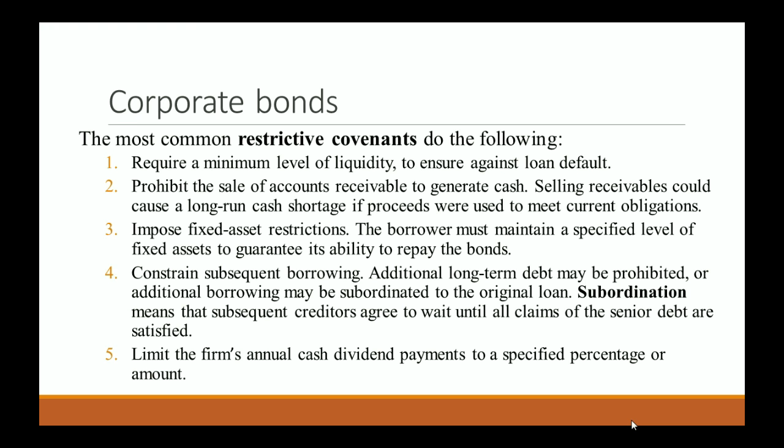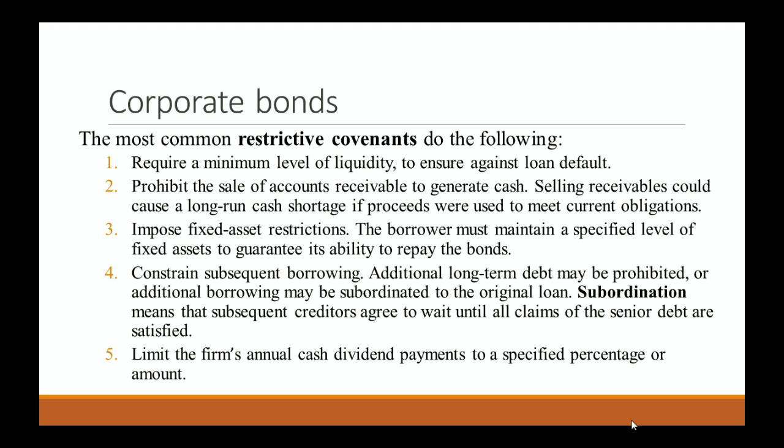A second restrictive covenant would be to prohibit the sale of accounts receivable to generate cash. So this would be a solution to a short-term problem, but it would cause a long-term problem. If you were to sell your accounts receivable, yes, you would generate cash immediately, but then in 6 months, you don't have your accounts receivable coming due, and now you're in another financial crunch.